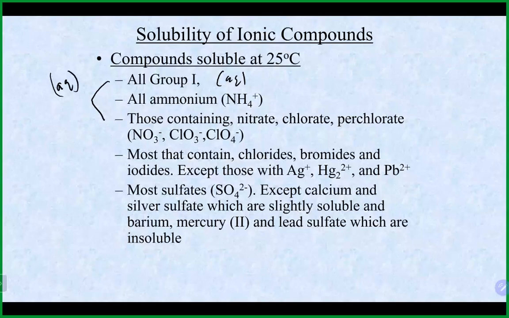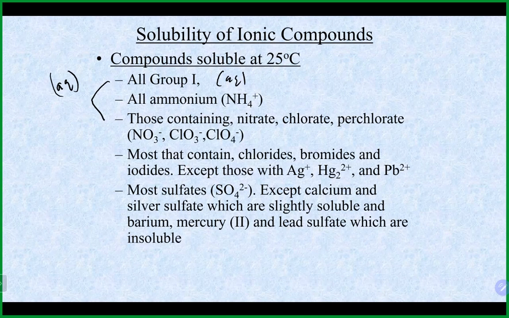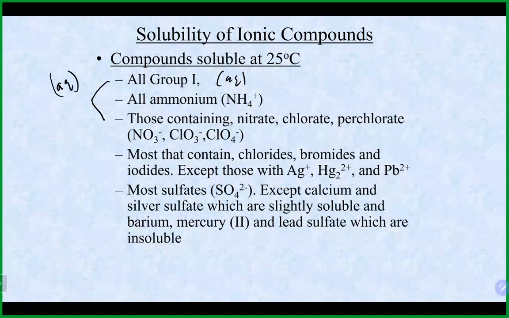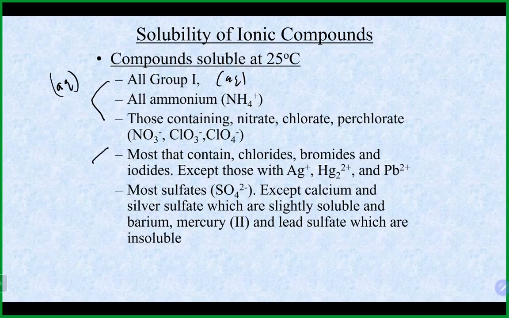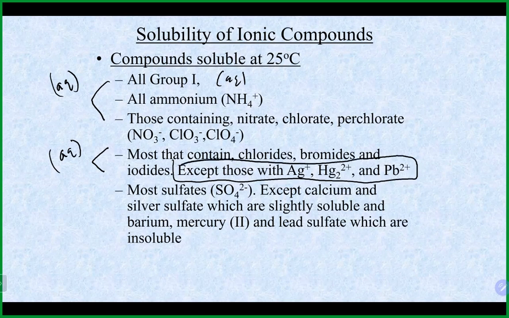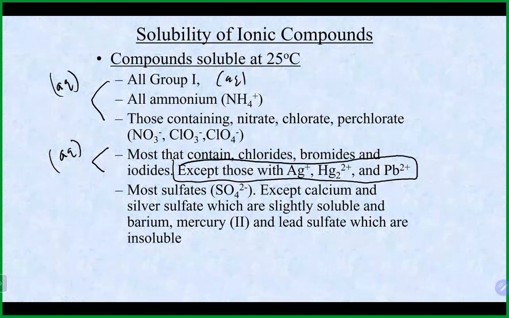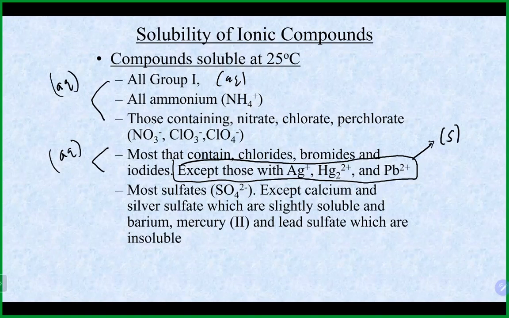Now, when we talk about chlorides, bromides, and iodides, those are usually soluble, but there actually are 3 exceptions. The 3 exceptions are silver, mercury 1, and lead. So if you have chloride, bromide, or iodide with anything else, it's going to be aqueous. But if you have a chloride, a bromide, or an iodide that has one of those 3 with it, then it's going to be the opposite. It is going to be insoluble and we'll get a solid. And that is why earlier, if you remember, we saw our silver hooked up with chloride, and that was a solid.